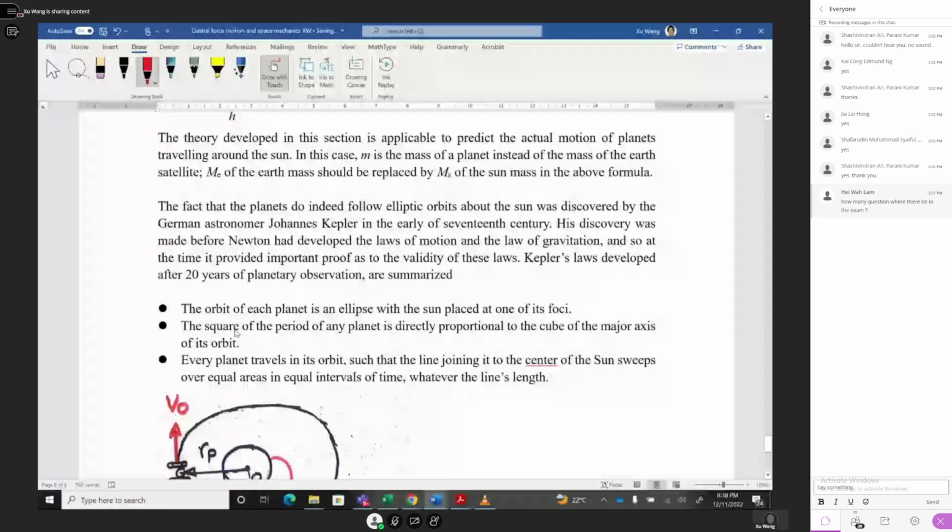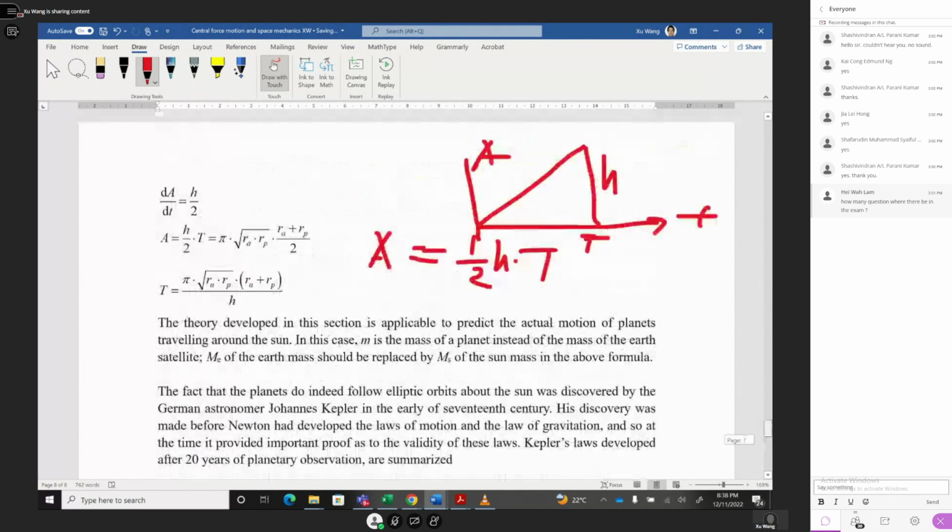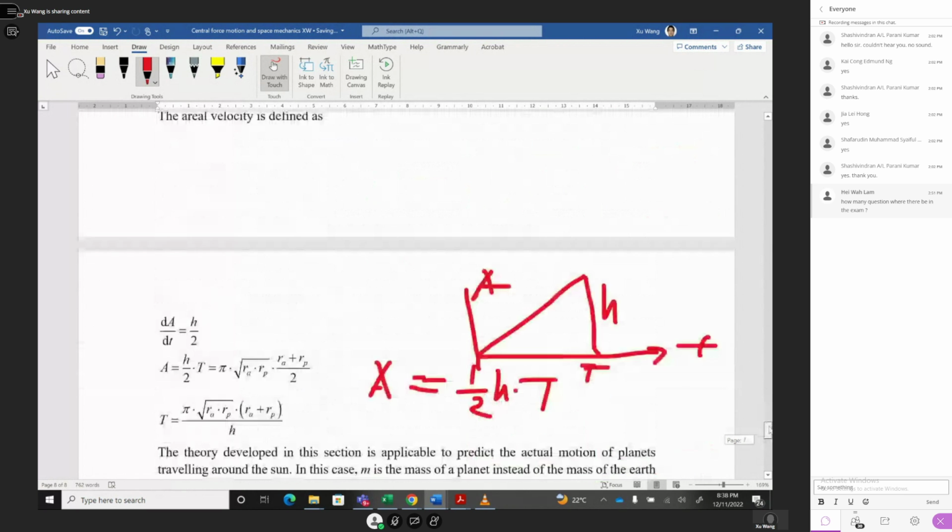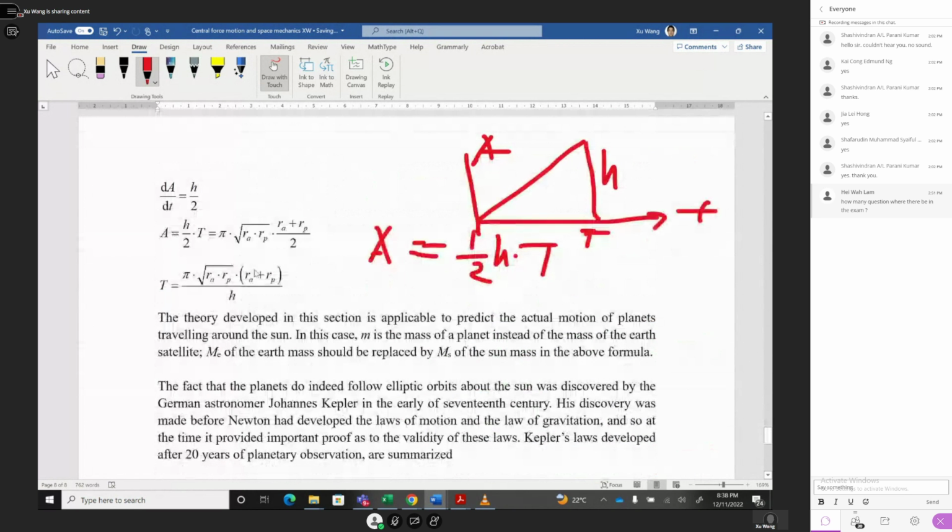The second one: the square of the period of any planet is directly proportional to the cube of the major axis of its orbit, which is this formula. You get T squared. Remember T squared. This one pretty much cancels. This one is second order, and this is first order.